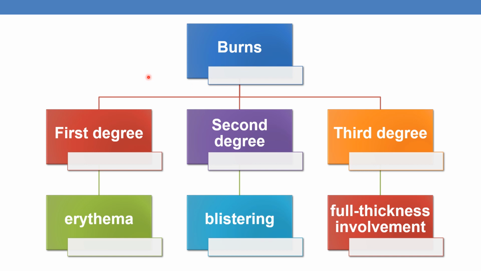So based upon the degree, burns are classified into three types: first degree, second degree, and third degree. First degree is associated with erythema, second degree burn is associated with blistering, third degree burn is associated with full thickness involvement. And whenever the physician documents either erythema, blistering, or full thickness involvement, you need to code the respective degree of burn.